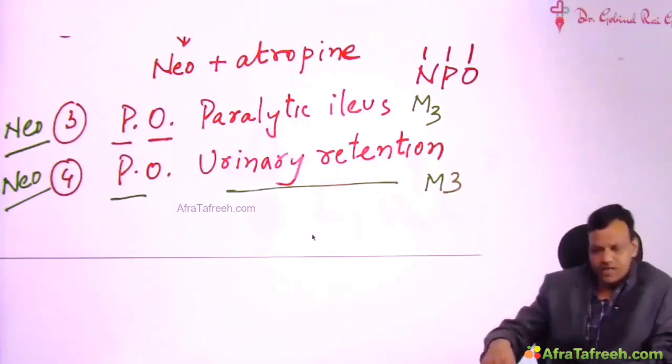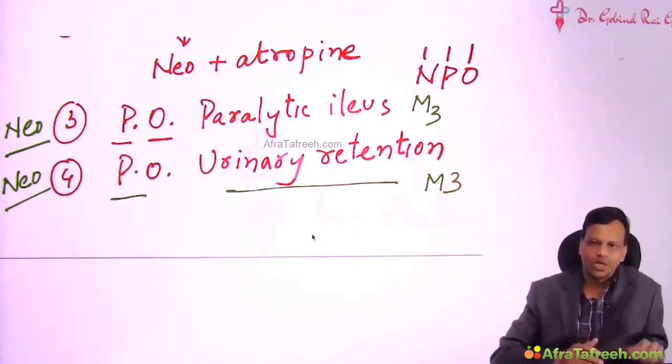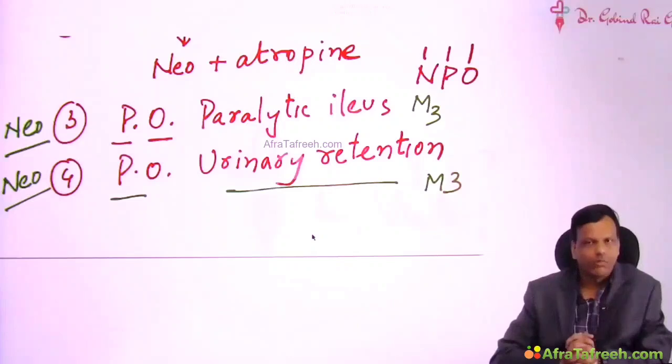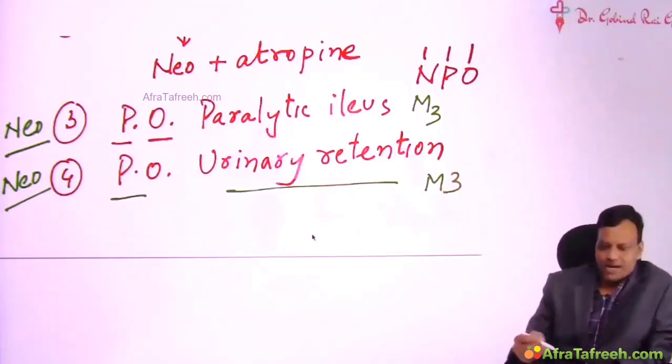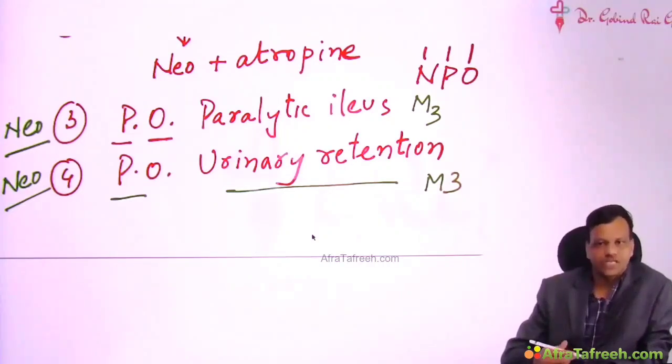So basically neostigmine-like drugs have 4 uses. We can divide these uses into nicotinic uses and muscarinic uses. Nicotinic uses include myasthenia gravis and cobra bite. Here we want nicotinic action only. We do not want muscarinic action. So we add atropine to block that. Whereas muscarinic uses include paralytic ileus and urinary retention. Here atropine will not be added because that will interfere with the efficacy of these drugs.